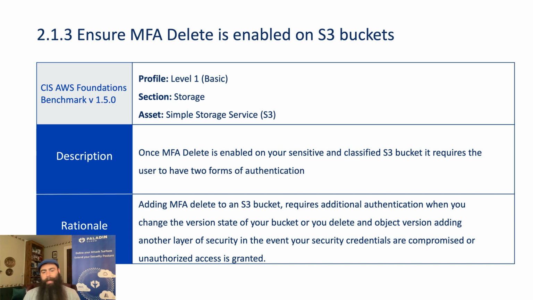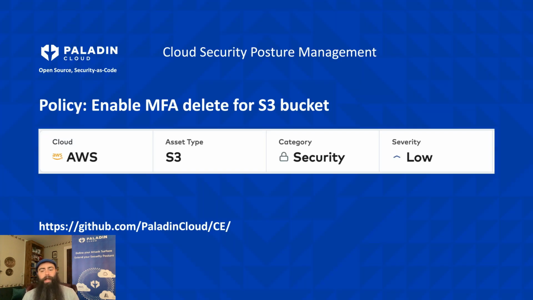We have a policy within Auditing Cloud called Enable MFA Delete for S3 Bucket that monitors the configuration settings for this CIS recommendation. Auditing Cloud is an open source, security as code policy engine that monitors your cloud environments for misconfigurations. Enable MFA Delete for S3 Bucket is a security policy that checks AWS S3 buckets to verify their MFA Delete has been enabled. While this has some security benefits, since it could keep intruders from deleting data, it wouldn't stop them from accessing it.